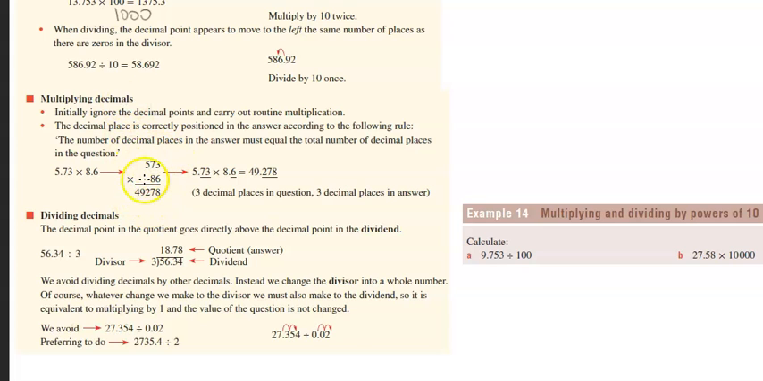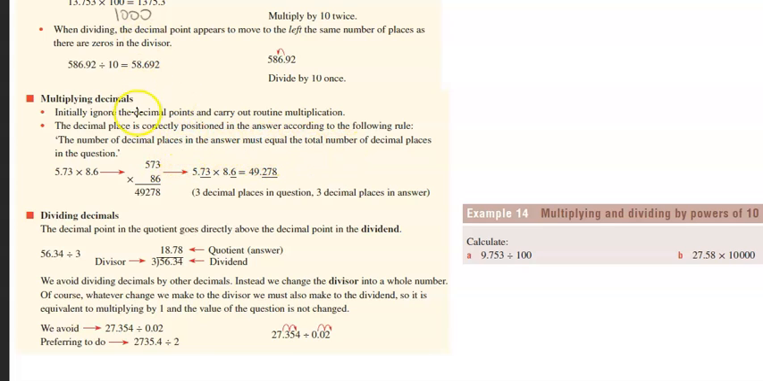But we don't necessarily want this. We want 5.73 times 8.6. So where do we put the decimal point for this number? The decimal place is correctly positioned in the answer according to this rule: the number of decimal places in the answer must equal the total number of decimal places in the question.